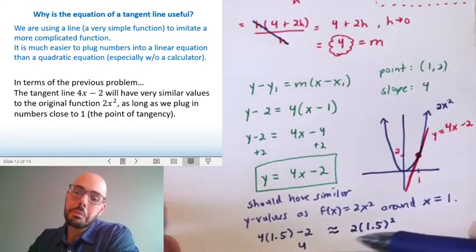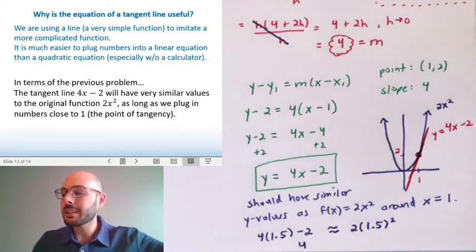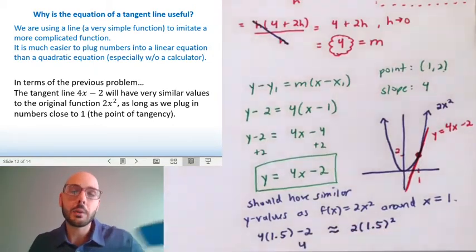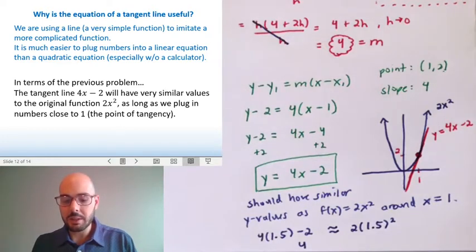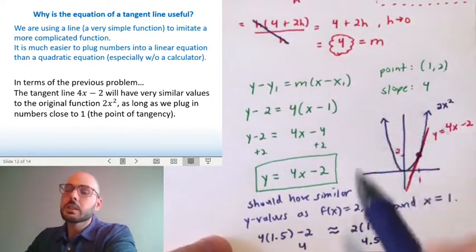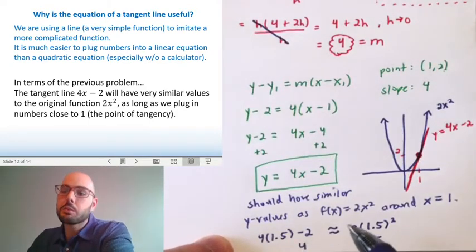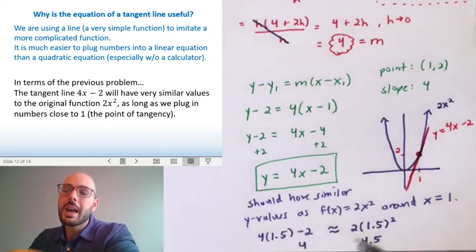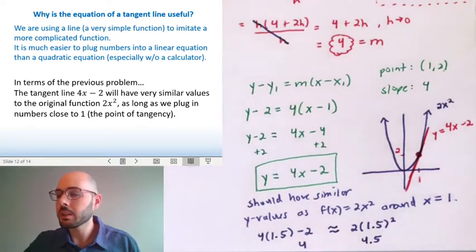This is something harder to do without a calculator, and that's kind of the point. I'm trying to imitate something that's more challenging with a line, which is not challenging to compute, especially without a calculator. But let's figure out what this is. 1.5 squared times 2 is 4.5. So we're saying, oh, well, this line is doing a decent job of imitating this more complicated function of 2x squared, as long as you stay close to 1. If I plug in numbers further away from 1, then it won't be doing a very good job of imitating it. But here it's doing okay.